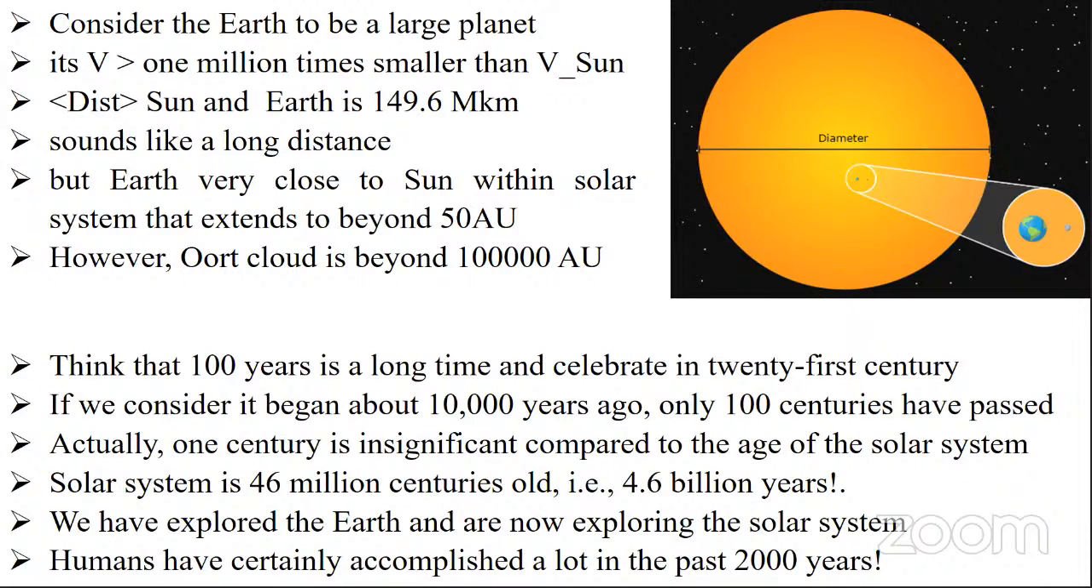You might estimate that from carbon dating or maybe the lifespan of uranium. We have explored the Earth and are now exploring the solar system. What is all there actually? Humans have certainly accomplished a lot in the past 2000 years. That is roughly, you can say, 2020 right now.